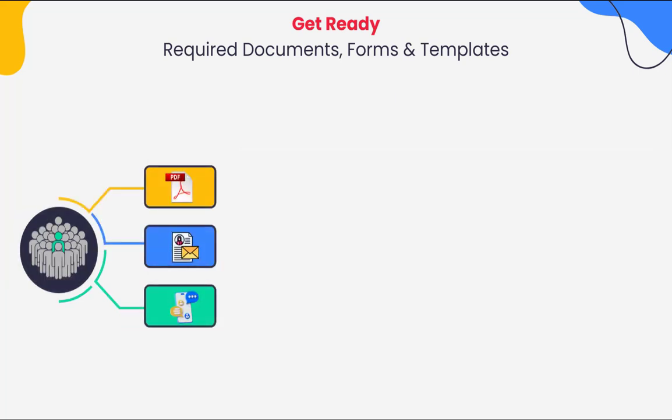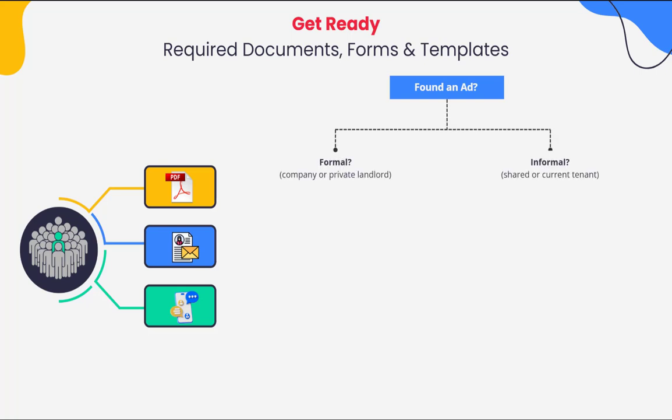At this point, you are fully ready. All your documents are in one Google Drive link. You have 2 cover letters, formal and informal. You have 2 short introduction messages, formal and informal. Let's say you have found an apartment ad. The first question you should ask yourself, is it formal or informal? Formal, you are talking to a company or a private landlord. Informal, it's a shared apartment posted by a current tenant.